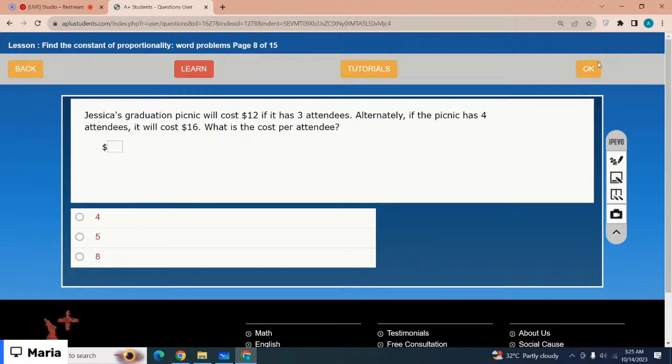The correct option is, very good. That would be $4 per attendee, right? The cost is $4 per attendee.